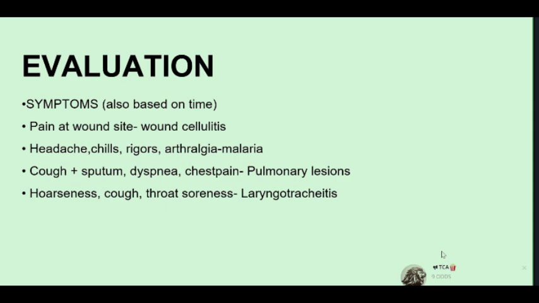Now, for the history, looking at the symptoms of these patients, if this patient is complaining of pain at one side alongside the fever, we're looking at most likely a wound cellulitis or a surgical site infection. If the patient is complaining of headache, chills, rigor, arthralgia alongside the fever, we'll be tilting towards malaria. If you're looking at the complaint of cough with sputum production, dyspnea, chest pain, we're looking at a pulmonary lesion. You could have maybe atelectasis or pneumonia.